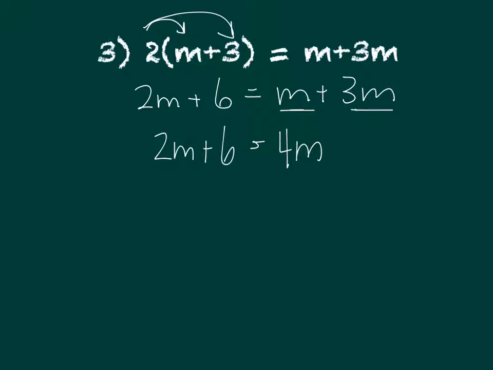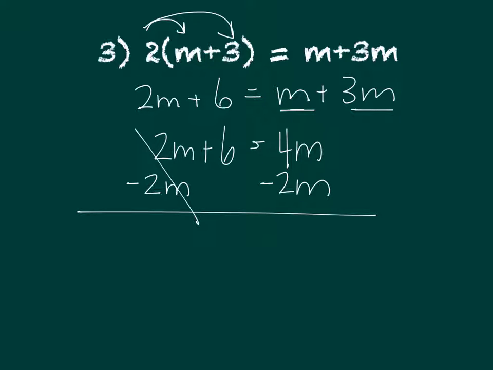Now what I want to do is bring the 2m over so that I'm left with just the 6 on that side, and the m's are then together. So I subtract 2m and subtract 2m. The 2m's cancel out because this one's a positive and that's a negative. We get 6 equals 2m. And then in order to get the m by itself, I divide by 2. Those cancel out, and I'm left with m equals 3.